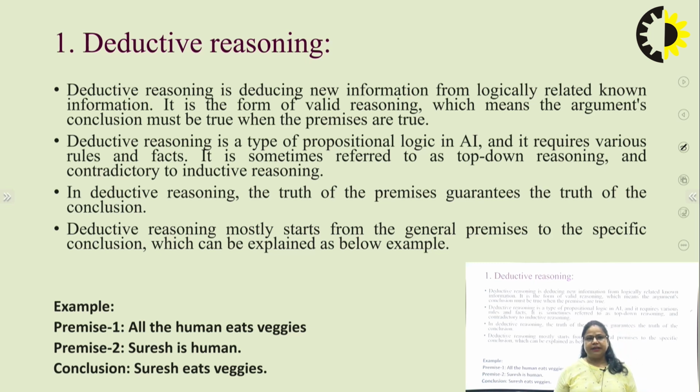Basically, it is a form of valid reasoning in which we make arguments and conclusions that must be true when the premises are true, right? When we know the given facts are true, then we can draw the conclusion, and whatever conclusion or argument we generate is also true. In the previous lectures, we have already gone through propositional logic. So deductive reasoning is a type of propositional logic in AI. It requires certain rules and facts, and it is also referred to as a top-down reasoning method, right? In contrast, we have inductive reasoning, fine?